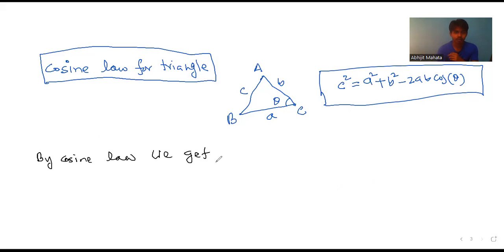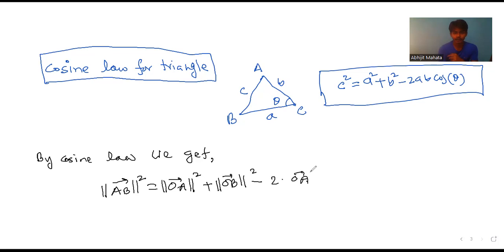by the cosine law, we get that, for this AB vector, what was it? The AB vector norm whole square, this means the length of the AB side squared, equals the OA vector length square, plus the OB vector length square, right? And then minus 2 into the OA vector length, the OB vector length, and cos of the middle angle. So this is nothing but cos of theta. Theta is the middle angle. Now we put everything here.